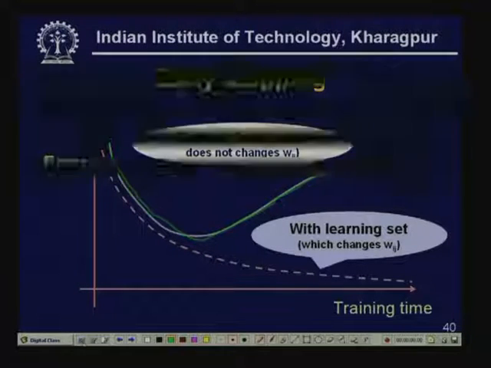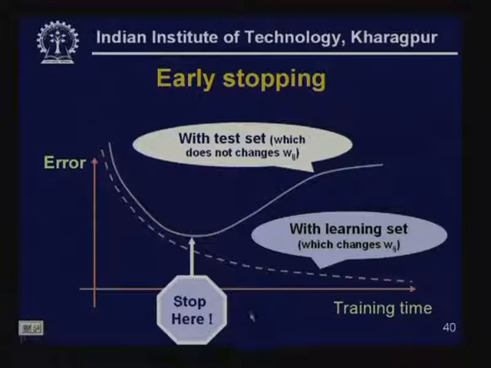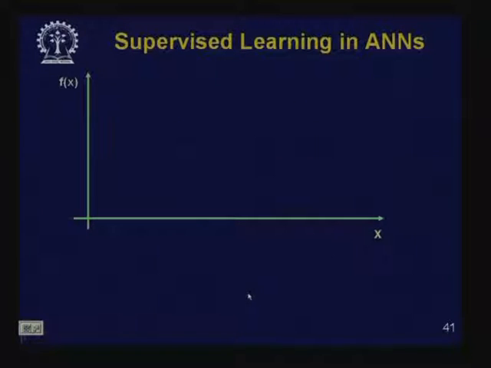Now, what we would like to do is to detect when the error is at its minimum, and we would like to stop at the point where the error on the test set is minimum. Now, how to detect this point? As we have done earlier, we can have a separate validation set or test set to decide when to stop training the network.